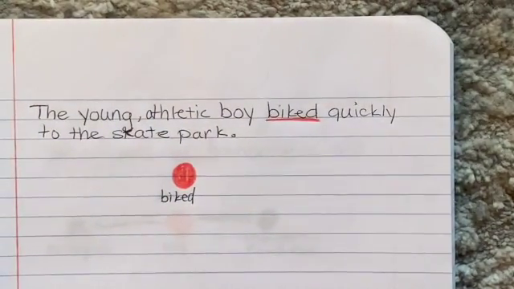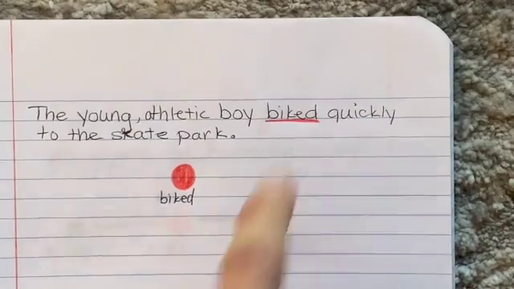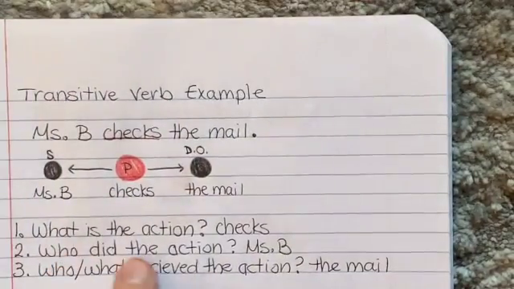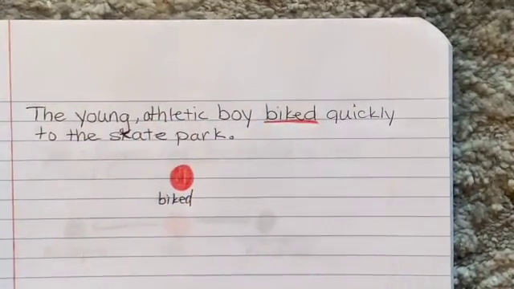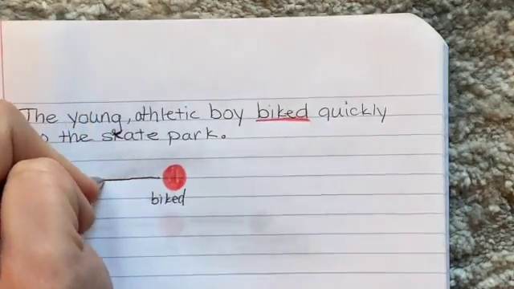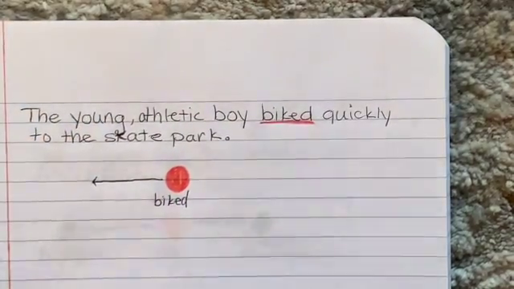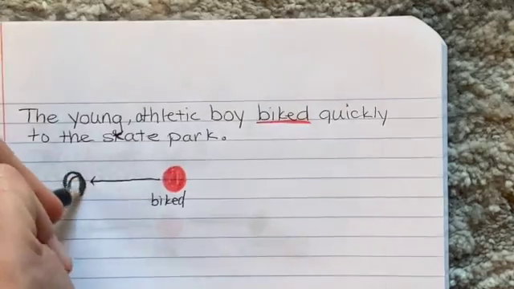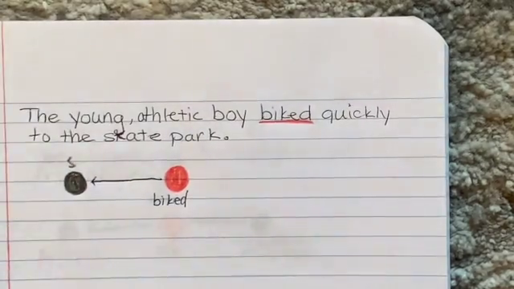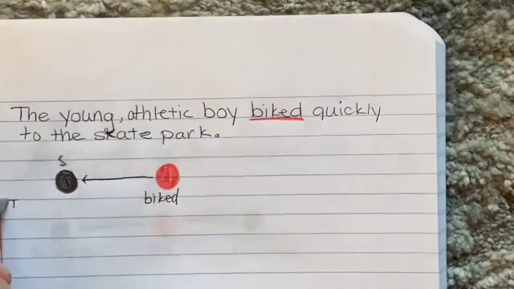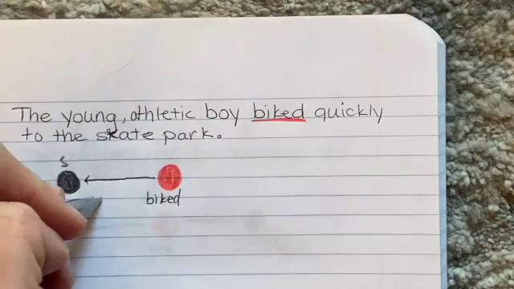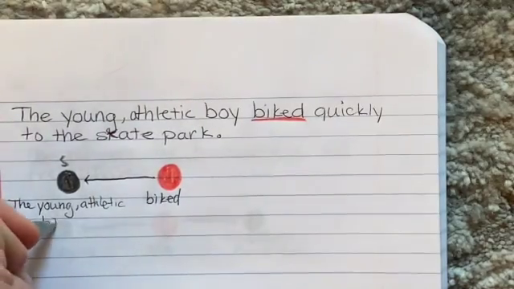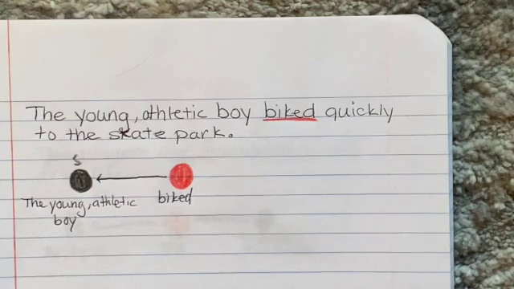Now let's figure out who is it that's doing the biking. So who did the action? The young athletic boy. So that's our subject. S for subject. The young athletic boy. Now we need to decide, is it a transitive or intransitive verb?